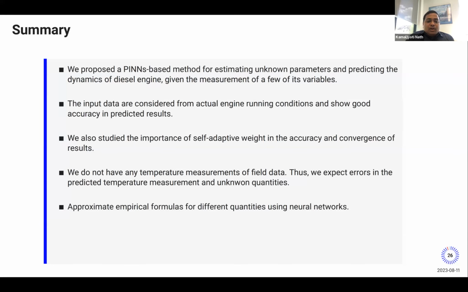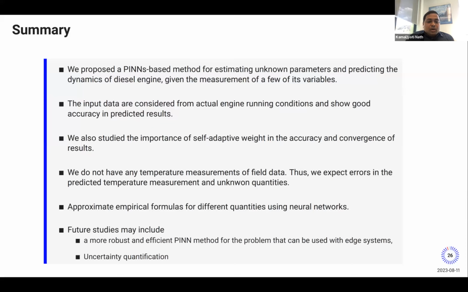Approximation of empirical formula with different quantities used. This is better than using a least square method, because in least square method we need to assume the nonlinearity, whether it is square type or cubical type. But using a neural network, we don't need to assume the nonlinearity. If sufficient data are there, it will learn the nonlinearity between input and output. Future study. So this is going.